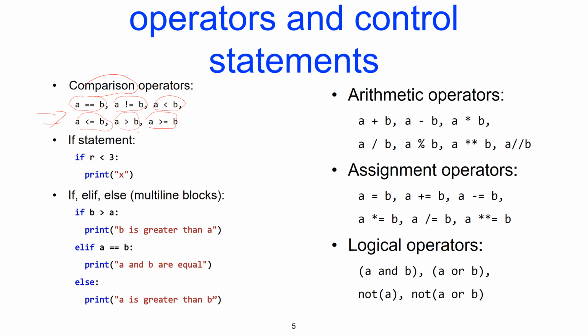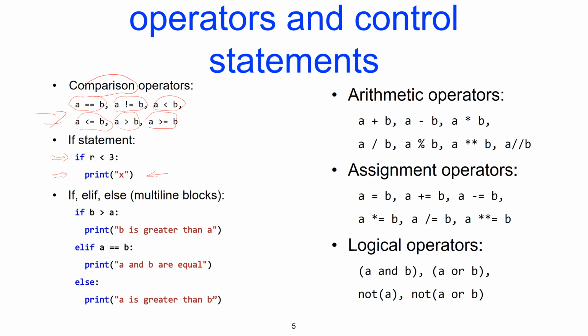With those comparison operators, we usually use them in condition checking, right? So an if condition, a while condition. So for example, we can say if R is smaller than 3, then we will print X. So the print X will only be executed if R is smaller than 3. So for the comparison statement R smaller than 3, if it's true, then you will execute this if statement.